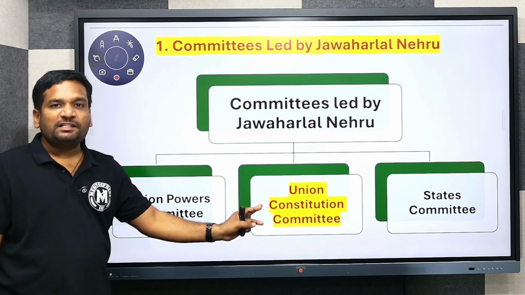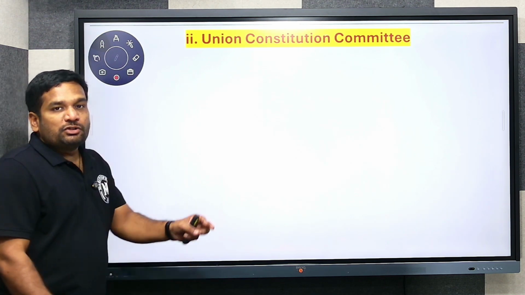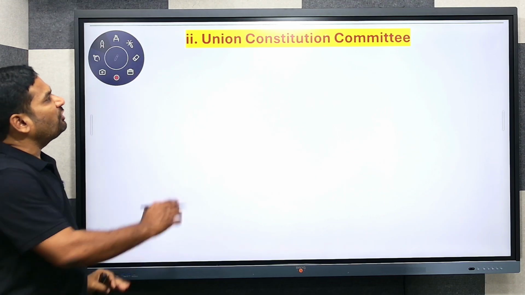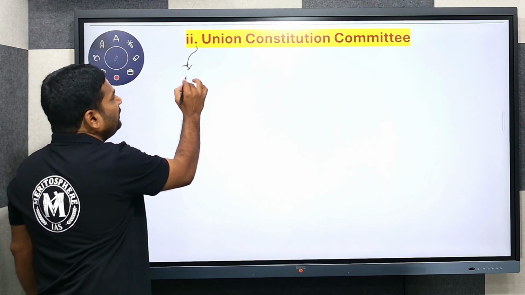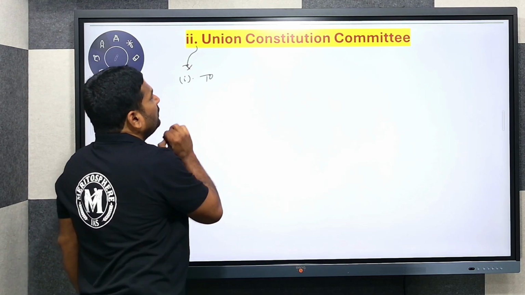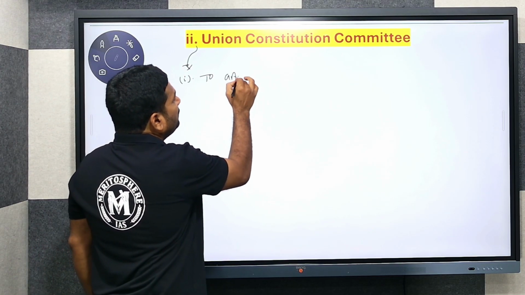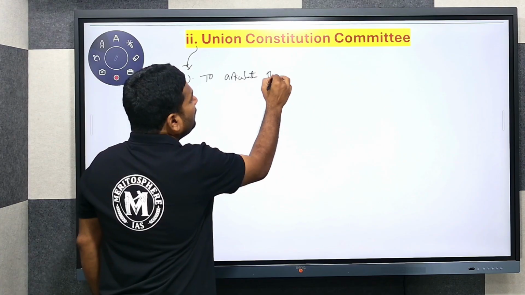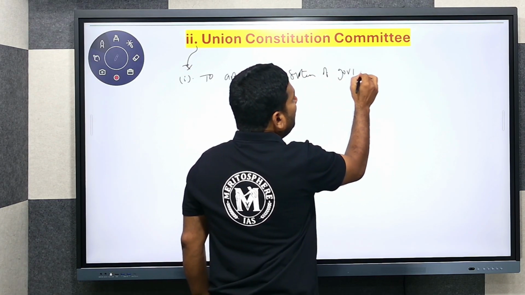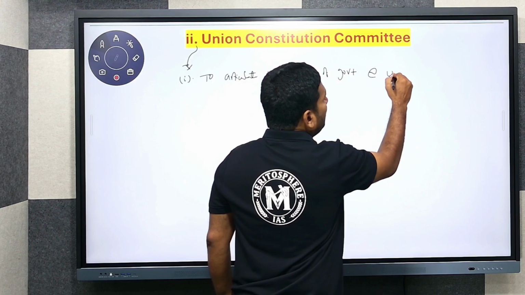Right. So the next thing is the Union Constitution Committee. The second committee under the presidentship of Jawaharlal Nehru was the Union Constitution Committee. This committee was tasked to articulate the system of government at the Union level.